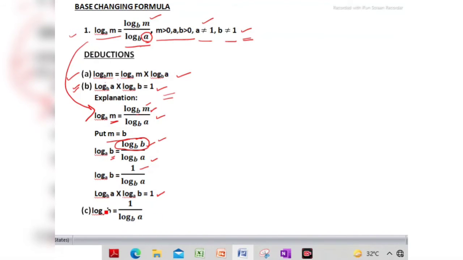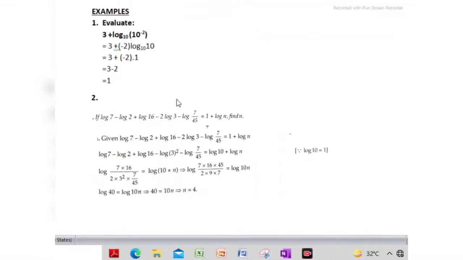Now let us see the third deduction. The third deduction we have simply calculated from the second deduction by only cross multiplying it. Here I kept log of a to the base b on LHS, and the term log of b to the base a shifted to RHS, and this gives us my third deduction. Let us do some examples based on the topic which we have studied now.